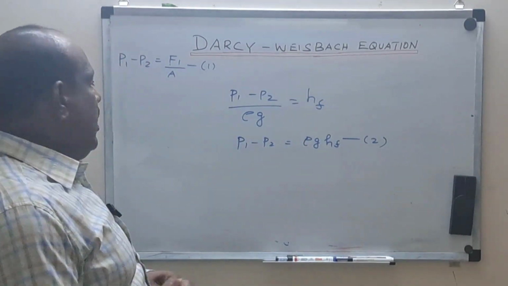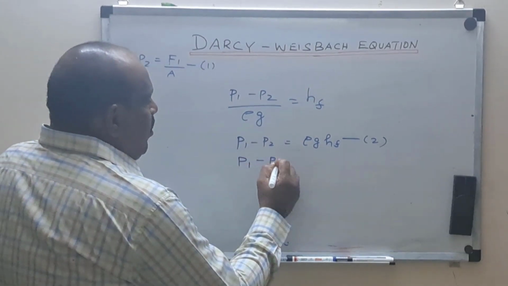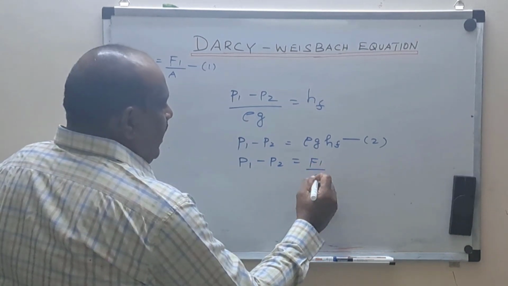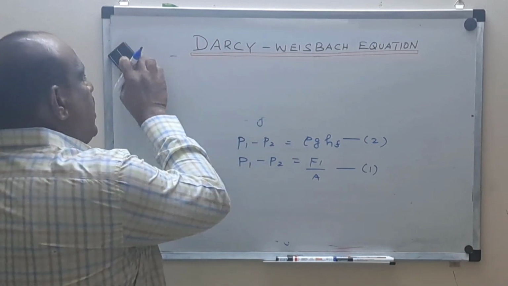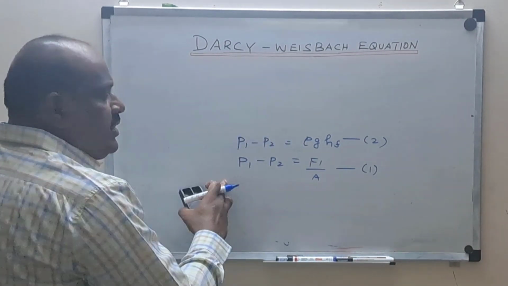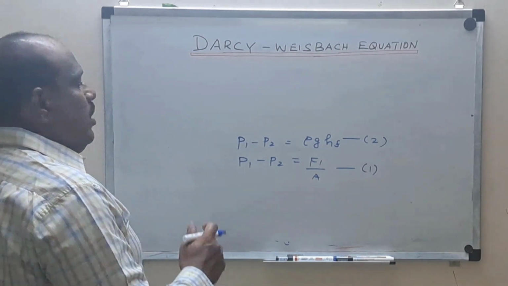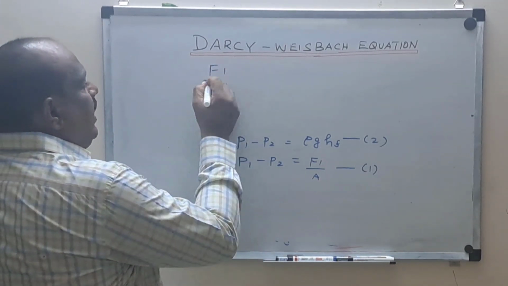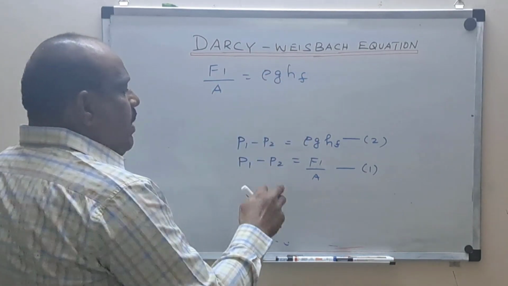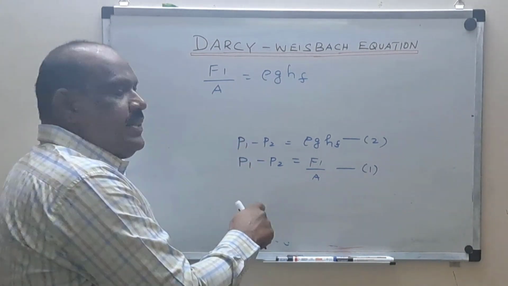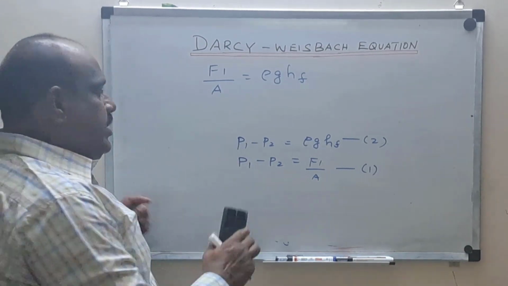We will continue further. We have two equations now, equation number 1 and 2. I will write equation number 1 here once again: P1 minus P2 equals F1 by A. Let it be called equation number 1. From these two equations, we can see the left hand sides are same, which means the right hand sides should also be same. That is the concept we know. So F1 by A will be equal to rho g hf.